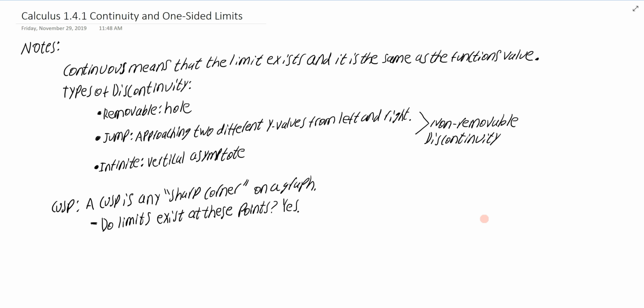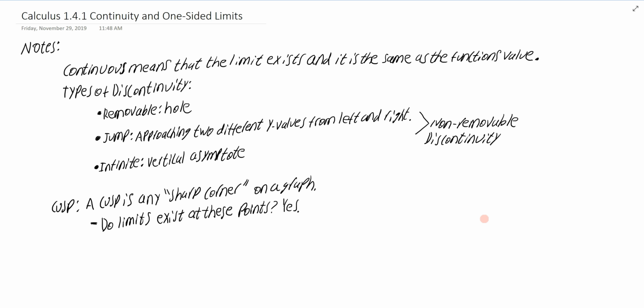Now our next point here is we have some types of discontinuity that we have to address. We have two types of discontinuity: removable and non-removable. Removable discontinuity only takes form in a hole. So if we have a hole, it's going to be a removable discontinuity. Non-removable discontinuity can come in a jump.